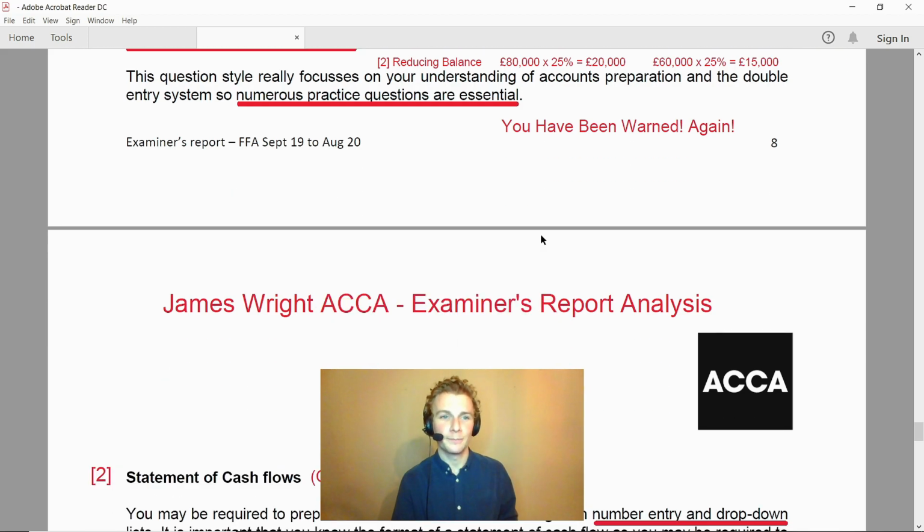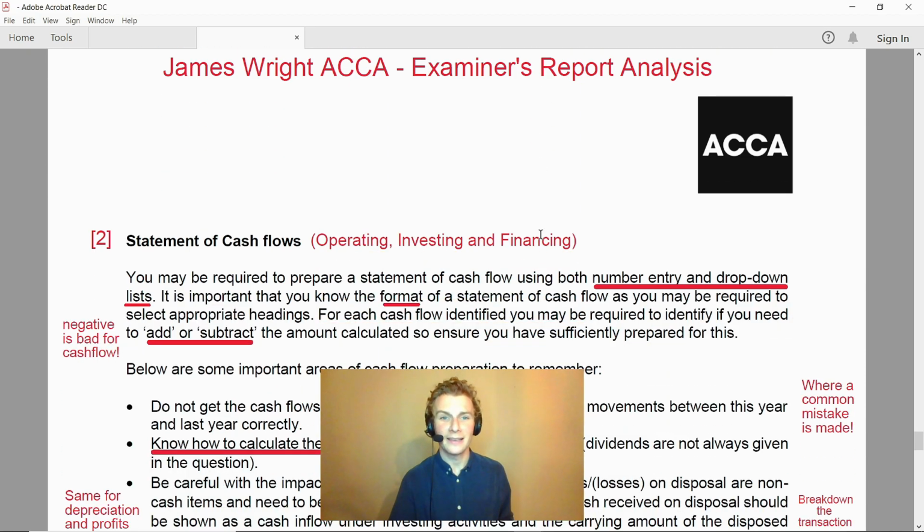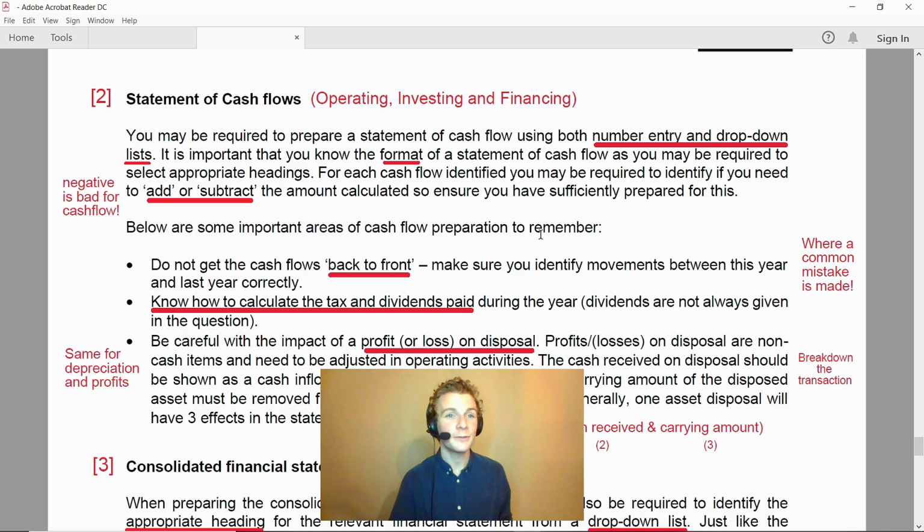And finally, at the bottom, this question style really focuses on your understanding of the accounts preparation. Key thing, get it down. Double entry as well, debits and credits system. So numerous practice questions are essential. In other words, it's probably going to come up. So if you're not prepared for it, you might have to wave that white flag, I'm afraid. That'll be it. The next key element on here, we've got the statement of cash flows.